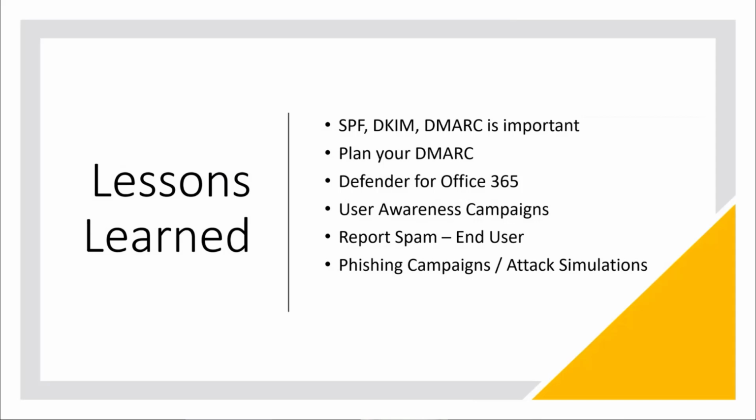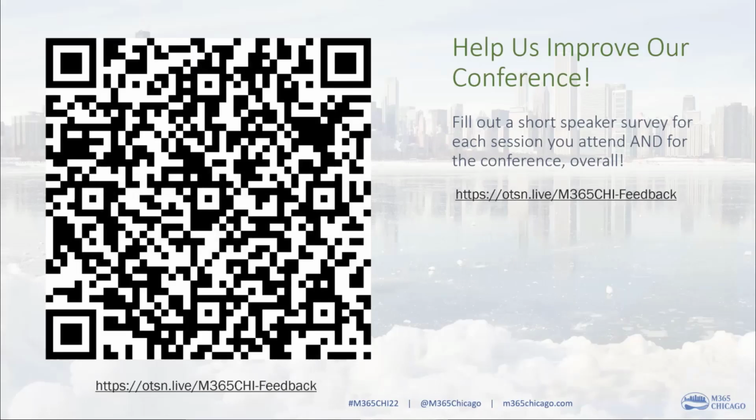Lessons learned from my session: SPF, DKIM, and DMARC are very important, especially around the authentication of your email domains. Plan your DMARC carefully. Start using Defender for Office, because it has some good features and tools. Don't forget the user awareness campaigns, and follow up with attack simulation and phishing campaigns directed against all your users. That's basically what I have, and let's use the last couple of minutes to open up for questions if there are any.